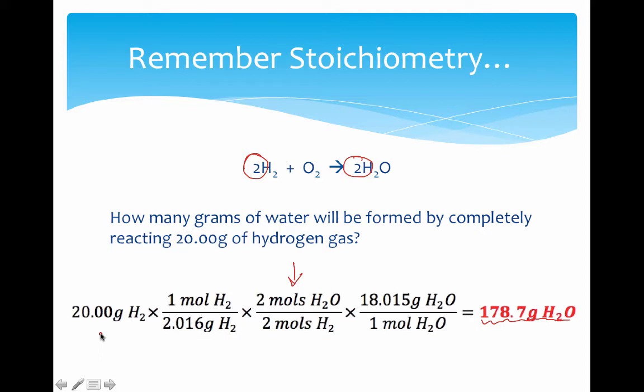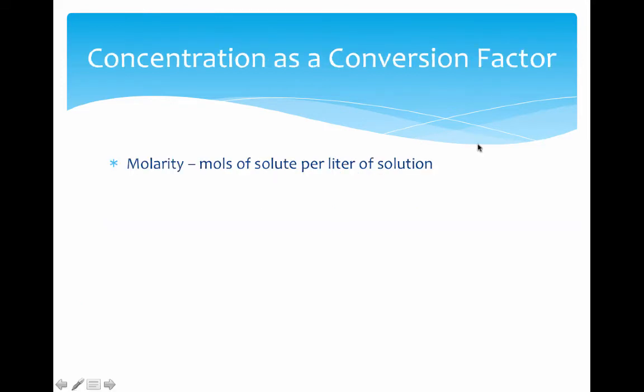If you're not comfortable doing these types of calculations, adding something else to it today is certainly not going to help that situation. Go back and review the videos on stoichiometry, try a couple more problems, and then come back to this one. Now, let's start folding in some of the new information.